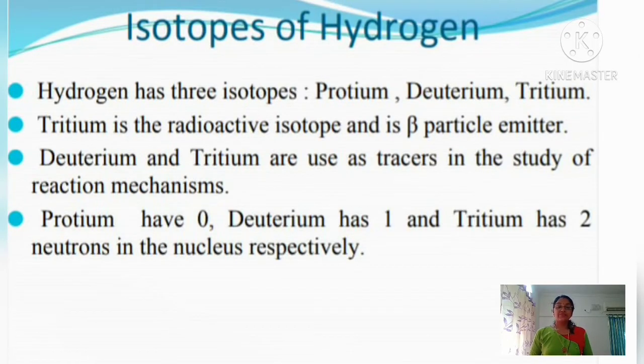Next, we can discuss the different isotopes of hydrogen. Isotopes are the same element having the same atomic number but different mass number. So hydrogen has 3 isotopes. One is protium, next deuterium, and third is tritium. Out of these 3 isotopes, tritium is radioactive and it acts as a beta particle emitter. And again, deuterium and tritium are used as tracers in the study of reaction mechanism, since the replacement of hydrogen by deuterium or tritium slows down the reaction rate and thereby we can study the mechanism of those reactions.